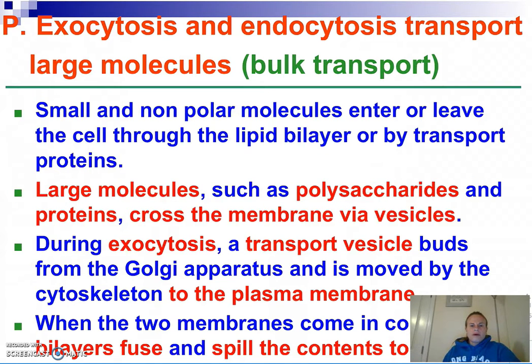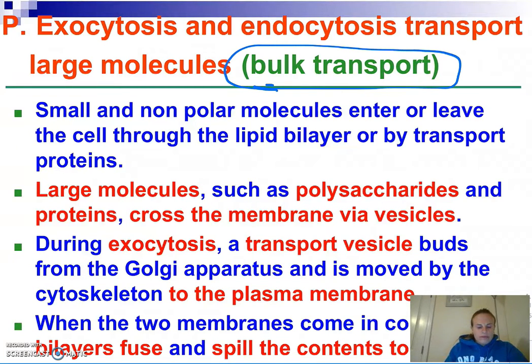The last type of transport that I want to talk to you about today is called bulk transport, and bulk transport involves exocytosis and endocytosis. So what are exocytosis and endocytosis?